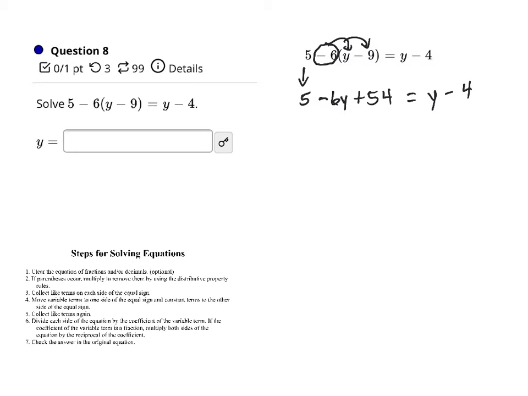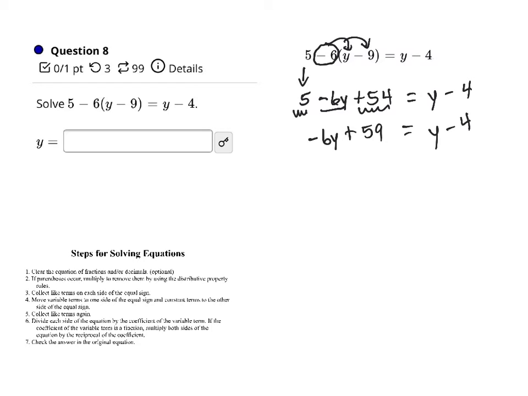So just what's inside that parentheses beside it gets multiplied by the number, including that sign in front of that number. So now let's collect like terms. We only have one y term, so I'm just going to bring it down, -6y. Then over here on the left side, I have a constant term of 5 and a constant term of 54. So 5 plus 54 will give me a positive 59 equals y minus 4. I can't combine a y, a variable term, and a constant term of -4.